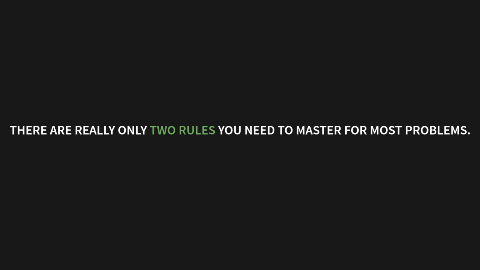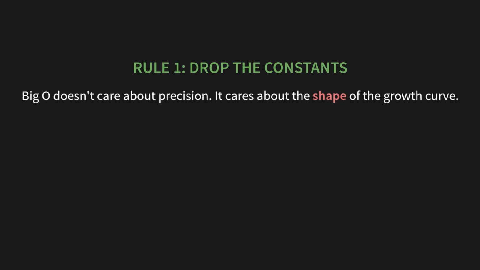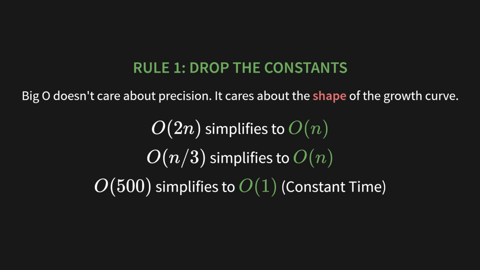Let's start with rule 1. Drop the constants. Big O doesn't care about precision. It cares about the shape of the growth curve. So something like O of 2n, well, that just simplifies down to O of n. Or maybe O of n divided by 3. Same thing, it becomes O of n. And what about O of 500? Well, that's just a flat number. It doesn't change with n, so it simplifies to O of 1. We call that constant time.